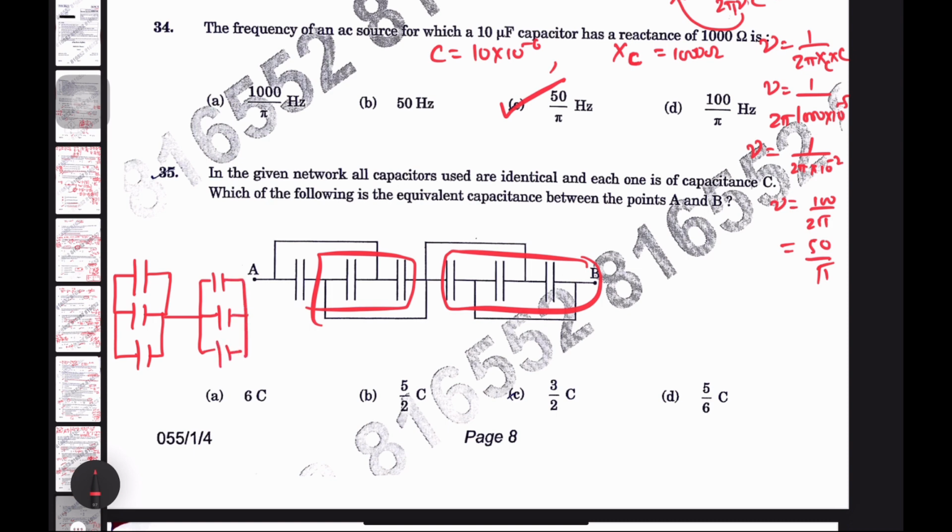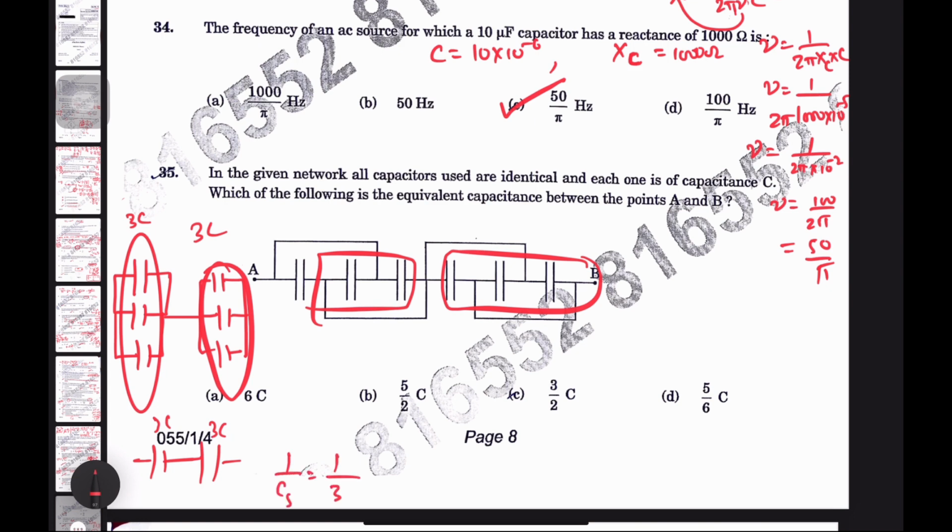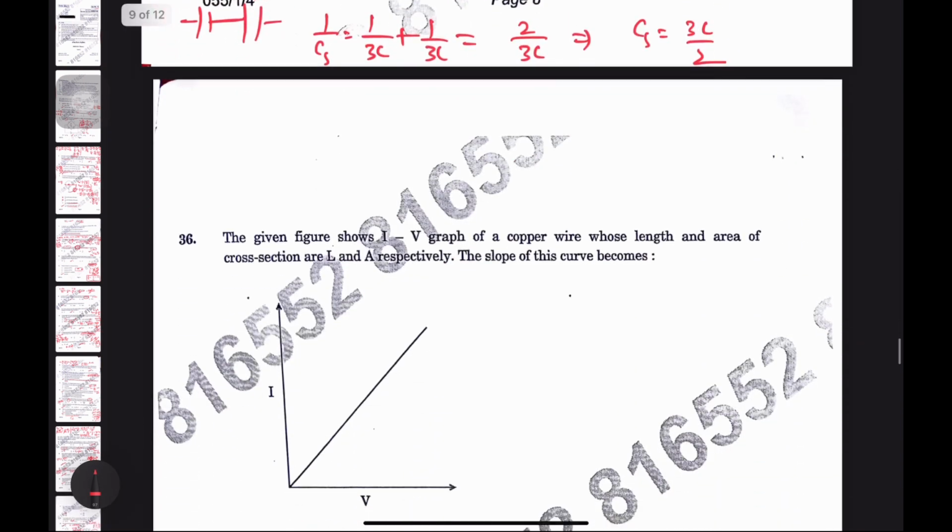Now, in parallel, we know capacitance Cp is equal to C1 plus C2 plus C3. As the capacitors are identical, here we have net capacitance 3C. Again, here we have net capacitance 3C. Now, these 3C capacitors are in series. So 1 upon Cs is equal to 1 upon 3C plus 1 upon 3C, which is 2 by 3C. So this implies Cs is equal to 3C by 2. So C is the correct option in the 35th question.